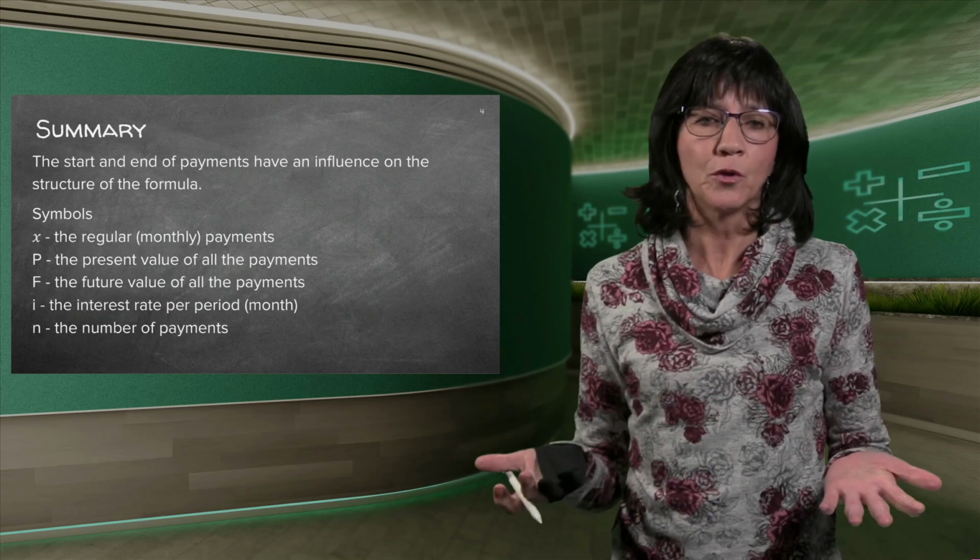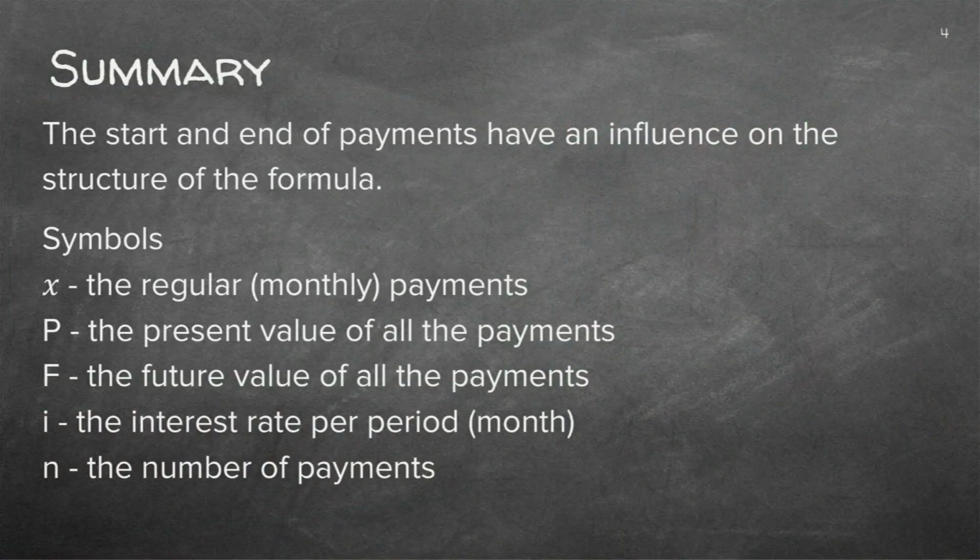So here's the summary of all your symbols. You should know it by now. X is the regular, normally monthly payment. P is the present value in the beginning. This is what you start off with. F is at the end, in the future. Now, you heard this many times, and we also did it in grade 11. I is the interest rate. Normally it's per month, especially in the two matric formulae, because it's monthly amounts that we invest or pay back. And N is the number of payments. So it's the same stuff that you've done in grade 11.